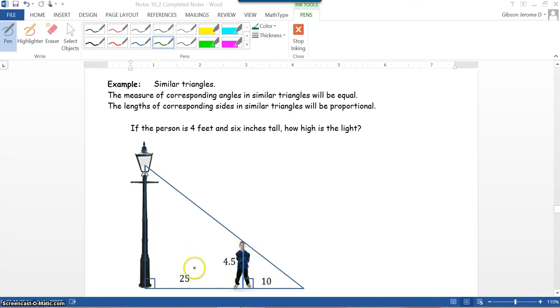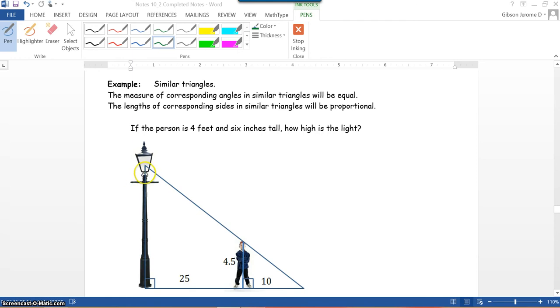Now, what happens is this here. This whole side here is 25, from this end to this end. But from here to here is just 10. So they're asking us, how tall is this light pole? How high is the light?